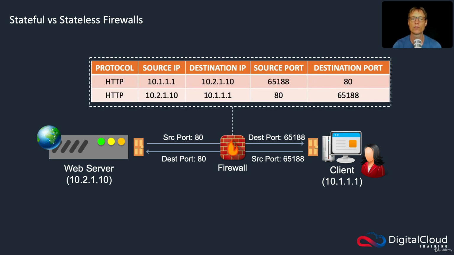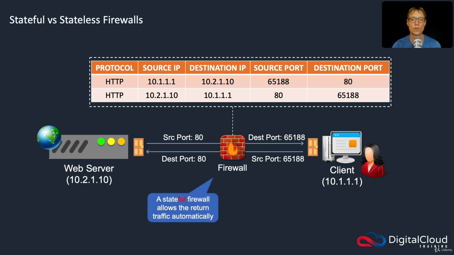Now, from the firewall's perspective, this is what it sees. It sees two connections. The first connection is from the source IP address, this computer, to the destination IP address, this computer, with the source port and then the destination port. The other connection is the connection going back. That comes from the web server and it's going to the client. The source port is 80 and the destination port is 65188. Now, what's the significance of this?